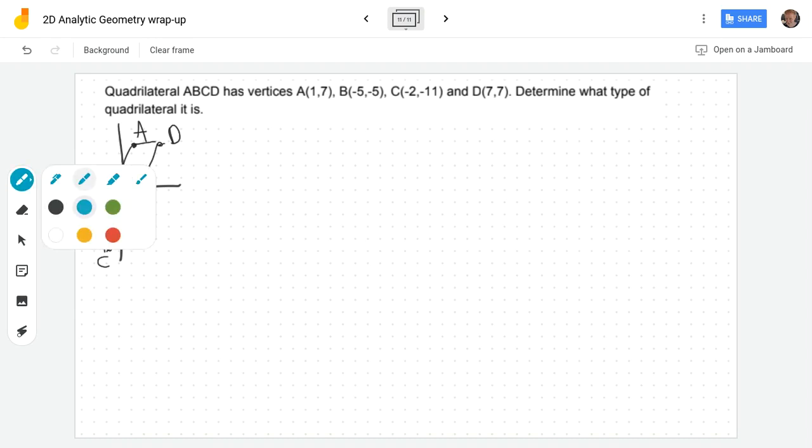So we need to see if they're the same length or not. Maybe my drawing sucks. Maybe this is actually a rectangle. I can't tell. So let's start with the lengths. So we'll look at the length of AB.